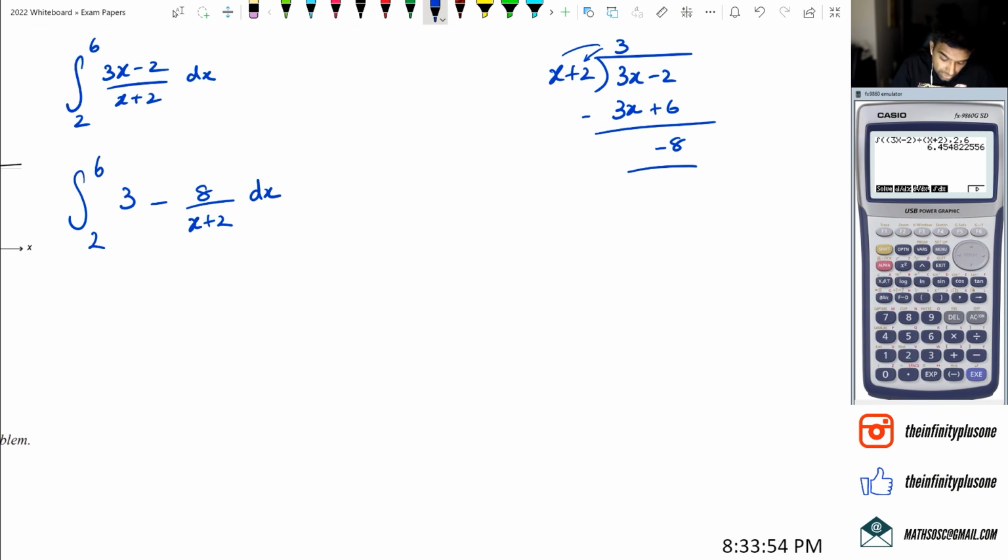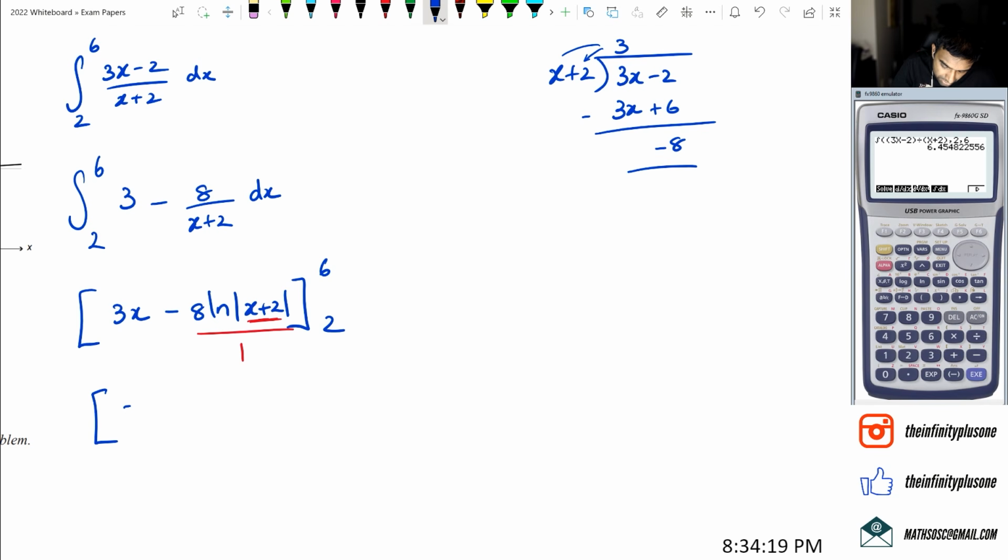dx. So the next part is I need to integrate 3, and I'm going to get 3x. Negative 8 over x plus 2 will integrate to negative 8 ln of x plus 2, and I don't have to worry about any denominator because the differentiation of x plus 2 is 1, so that's why I don't really need to worry about it. And I know that this is between 6 and 2.